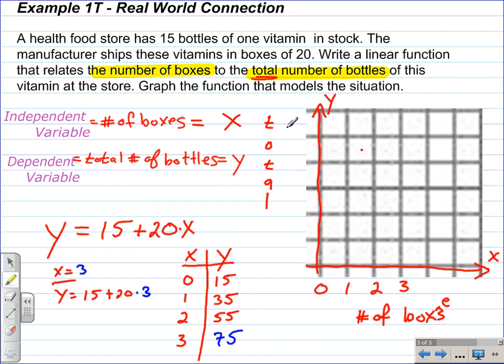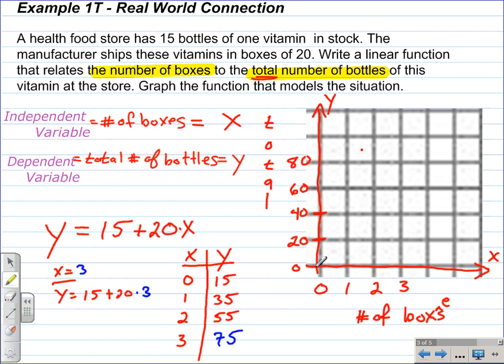So on my y-axis, I need to go basically from 0 to 75, and I think I'm going to count by 20s. We're going to count by 20s. So this would be 20. Of course, this would be 0, 20, 40, 60, and 80 here. So then we need to plot the points that we just came up with.